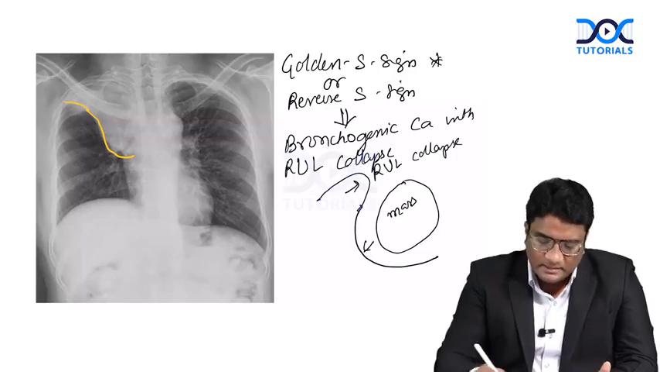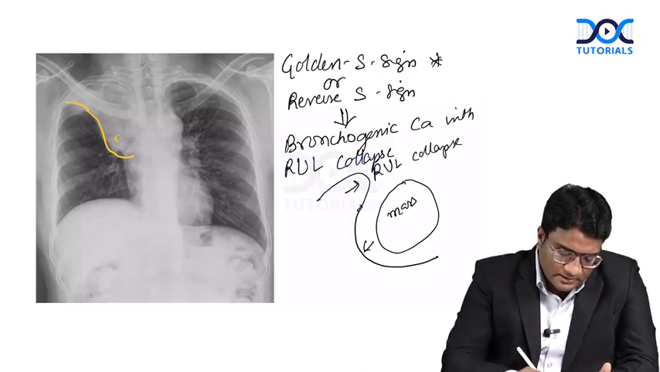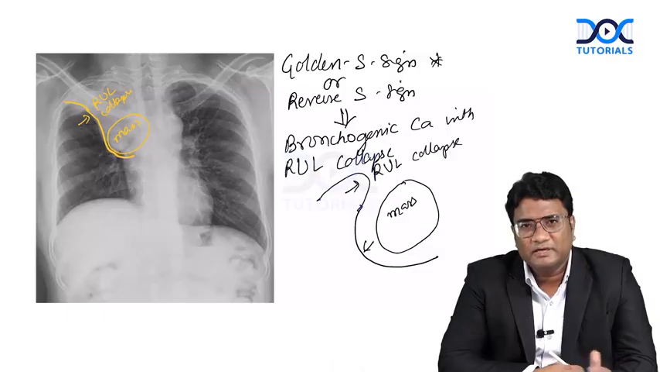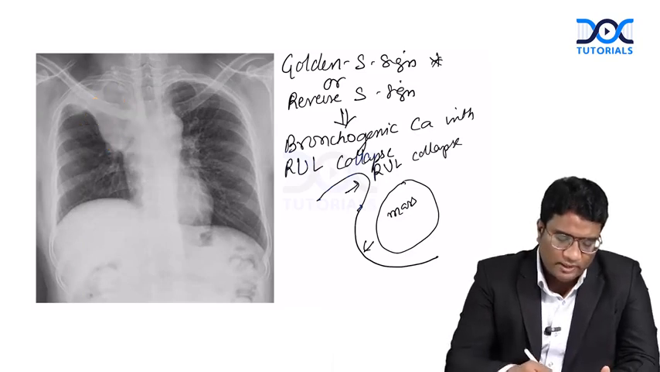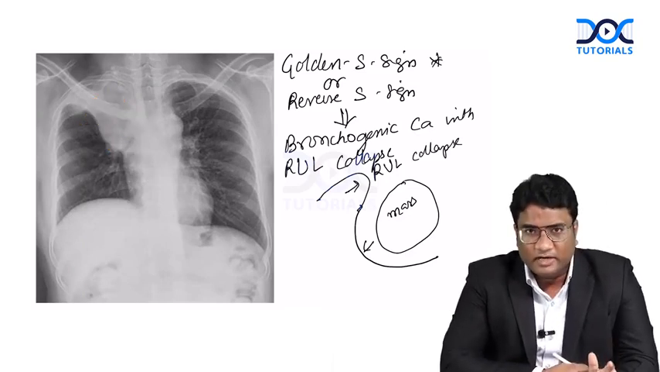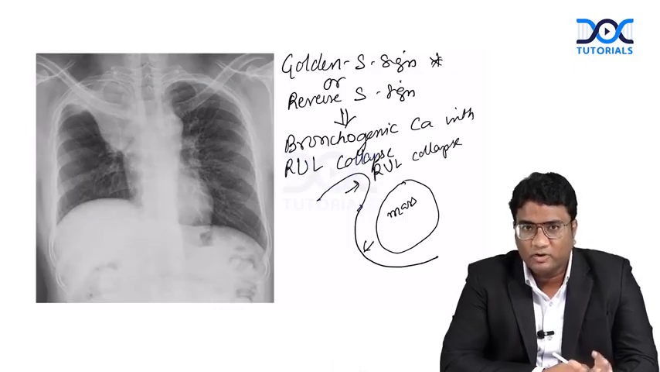So there is a mass here that is pushing the lower part of the fissure outward, and the associated right upper lobe collapse is causing the fissure to move inward, producing a reverse S-like area. A reverse S sign or golden S sign is suggestive of bronchogenic carcinoma with right upper lobe collapse. So you see a smoker, weight loss, and you see this radiograph. This is not pneumonia or collapse. This is suggestive of bronchogenic carcinoma, the reverse S sign or the golden S sign.